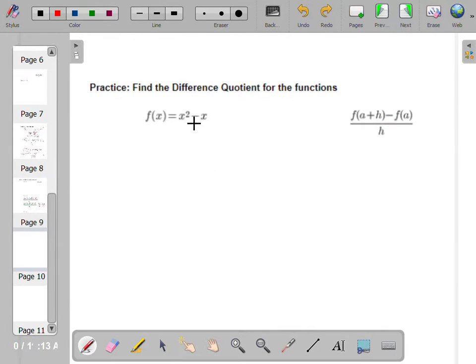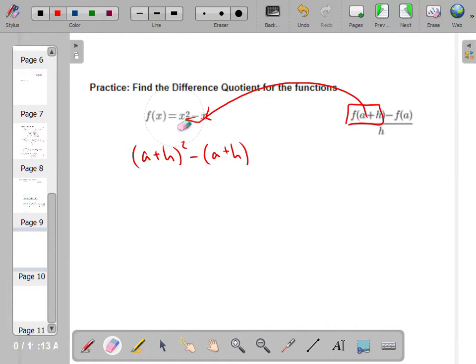So it's really a plus h squared minus a plus h. That is f of a plus h. If you plug a plus h in everywhere you see an x, which is 2 places, you get this. So that's f of a plus h.